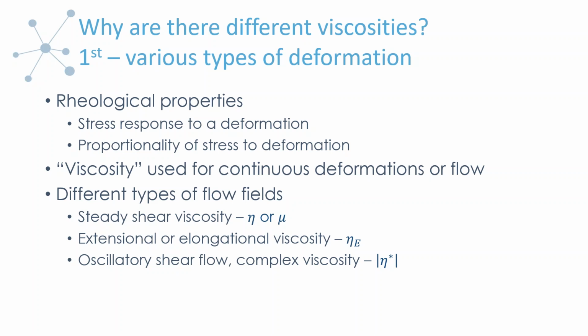If you remember what rheological properties are in general, they're characterizing a stress response to some type of deformation. That specific property is defined by the proportionality of the stress to the deformation. Generally, viscosity comes into play when we're talking about continuous deformations or flow fields, as opposed to a finite strain. And of course, there are different types of flow fields that you can apply. So this is one reason why we have different types of viscosity: it reflects the stress response to a different type of flow field.